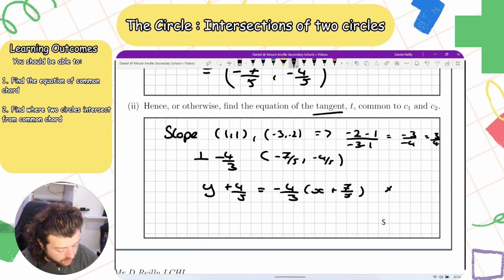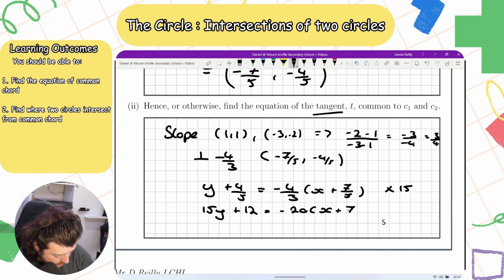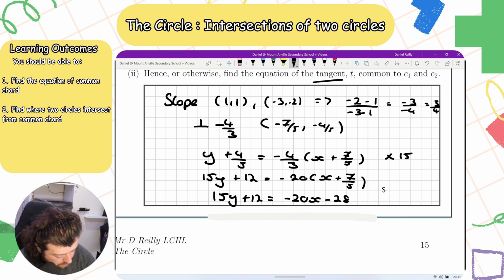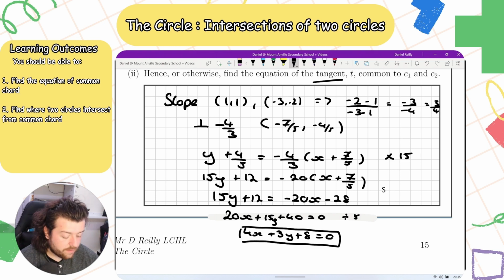So this becomes a positive, multiply across by 15. I have 15y plus 12 is equal to minus 20x minus 28. So 20x plus 15y plus 40 equals 0. Divide across by 5, I have 4x plus 3y plus 8 equals 0. And that is the equation of my tangent there.